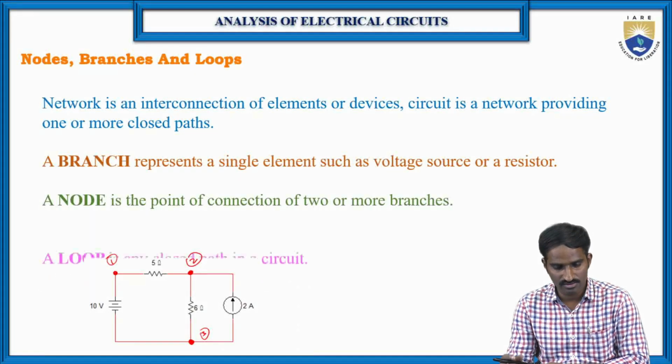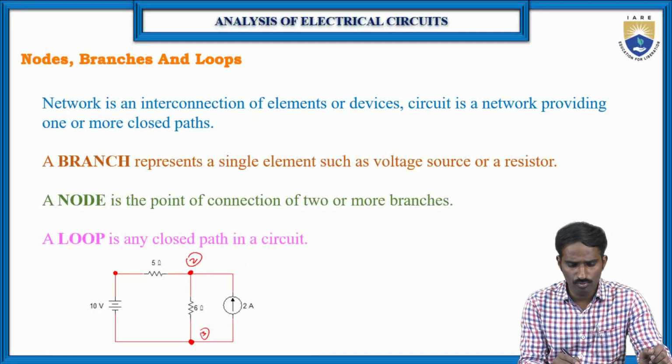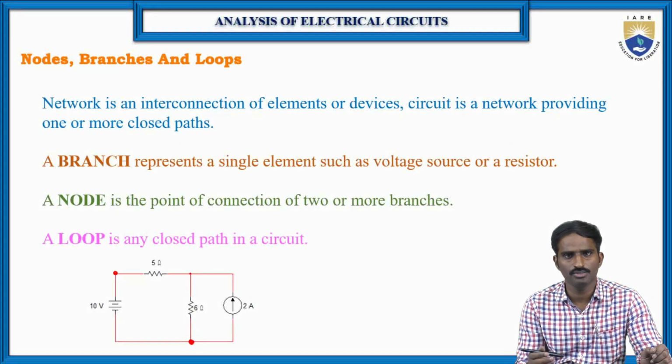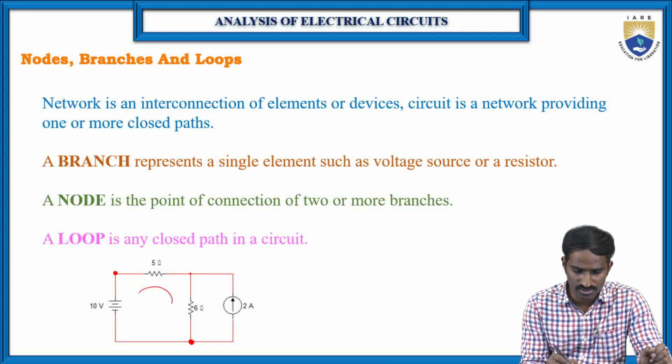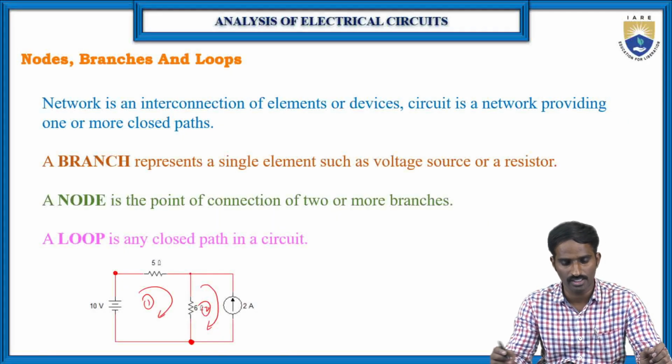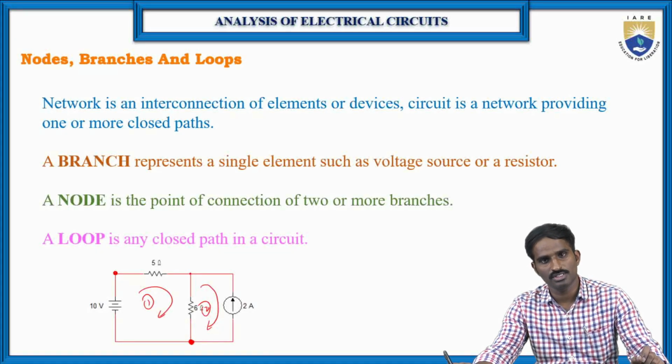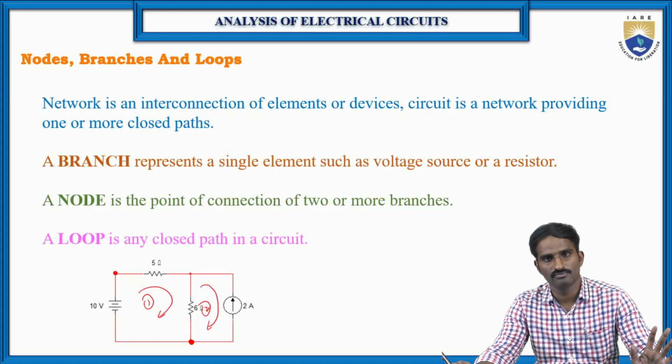The next one is the loop. A loop is nothing but any closed path in a circuit. Here there are 2 loops. This is loop 1, let us consider, and this is loop 2, because here there are 2 closed loops, or closed paths. So this circuit consists of 2 loops.